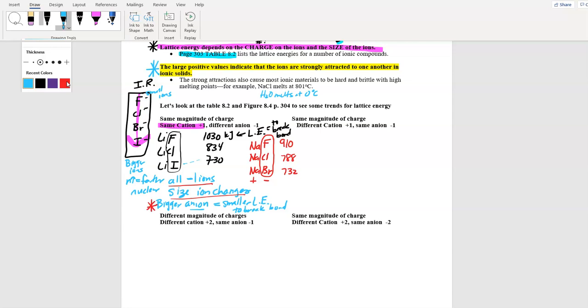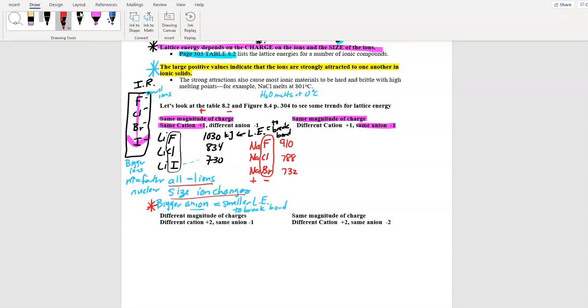Okay, you want to talk about Z effect? Go ahead. You want to talk about the quantum number? Absolutely. But make sure you get to the point. So let's try a different trend. Notice right here, it's the same magnitude of charge. What we mean by that is +1, -1. Same thing over here. Same magnitude of charge, but now I'm going to keep the anion the same and change the cation instead.